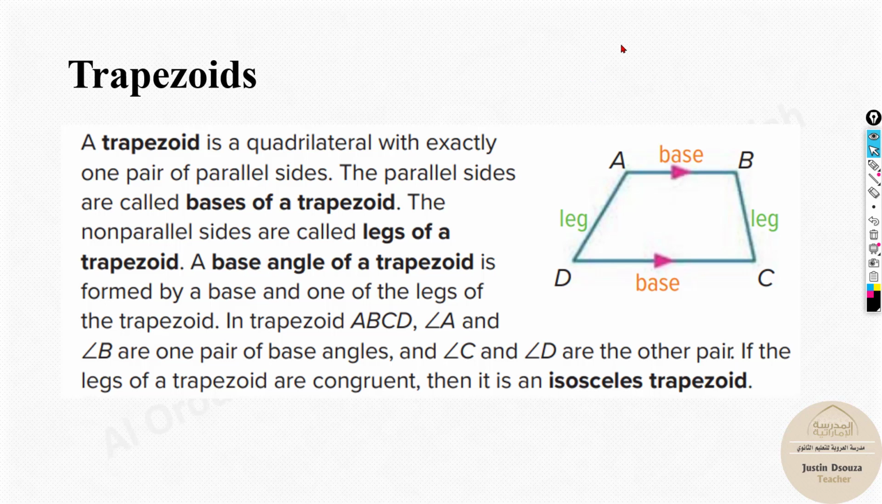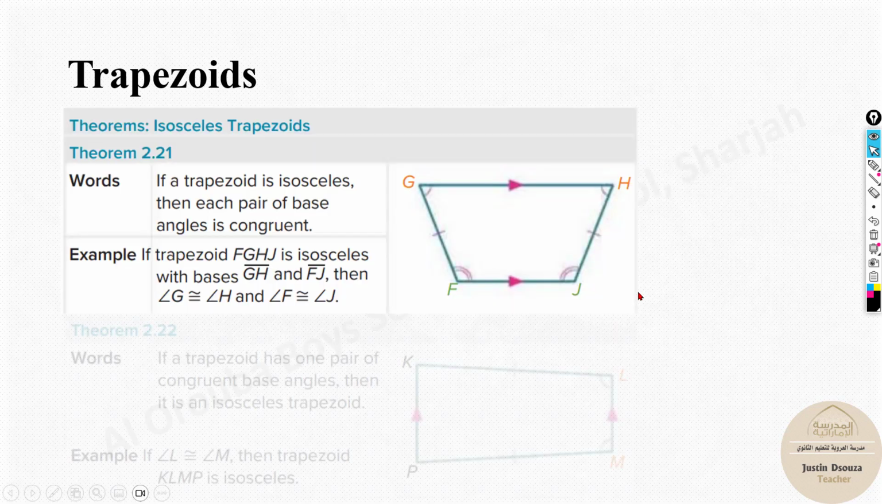This is what I just now told. There is one set of parallel sides. They are called the bases of the trapezoid. And the legs of the trapezoid are the other 2 sides. Okay, this is the base angle, and isosceles trapezoid is one in which the legs are congruent. Now then, we will solve.